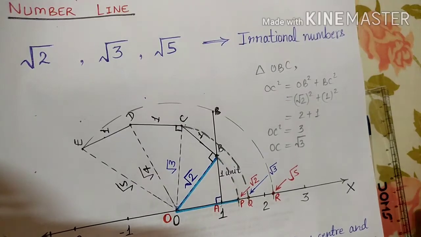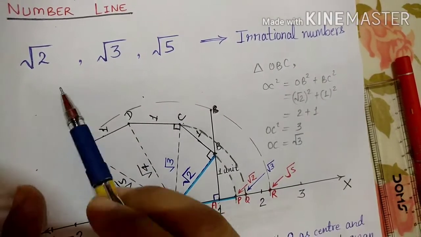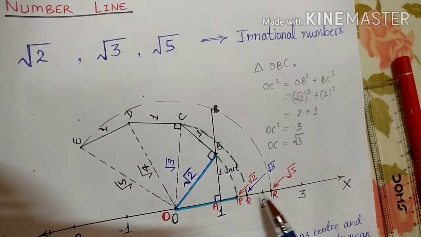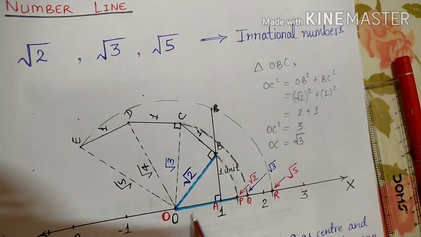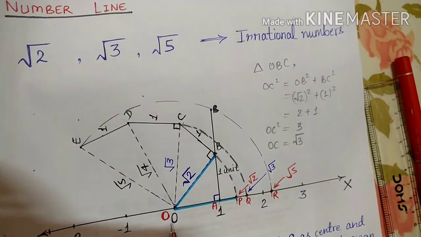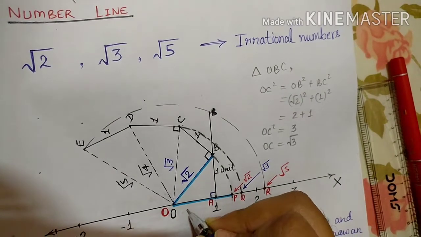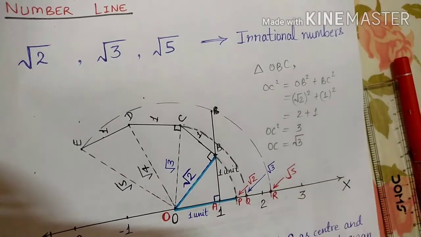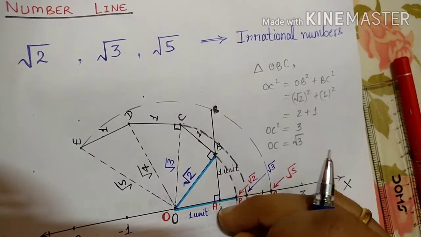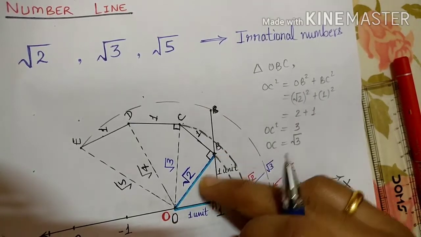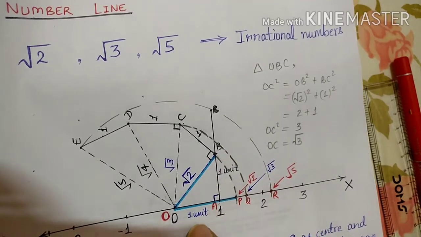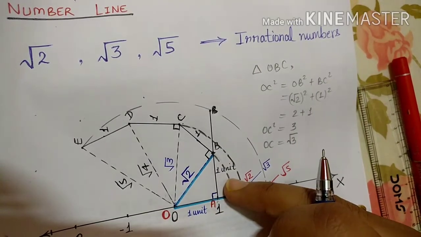So here we have represented all 3 irrational numbers: root 2 first, then root 3, and then root 5 also. I hope it is clear to you. First, what we have taken is a number line with O1, that is OA as 1 unit. Then we drew a perpendicular line AB on OA at a 90-degree angle, and then we joined OB. We observed that OBA is a right angle triangle where OA is the base, 1 unit, and this perpendicular is also 1 unit.